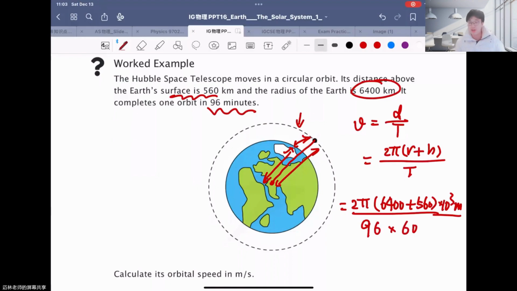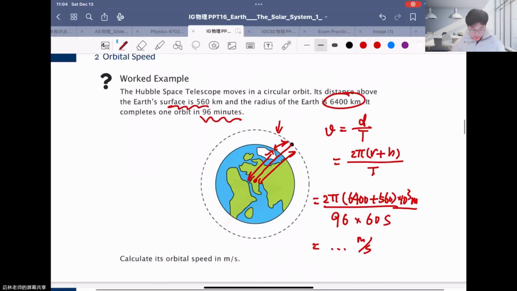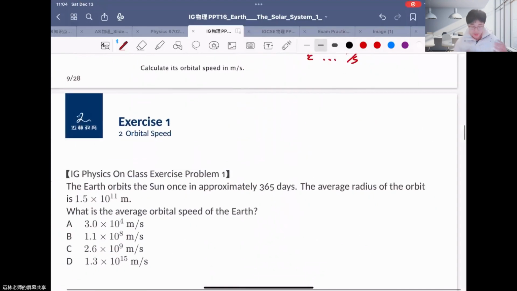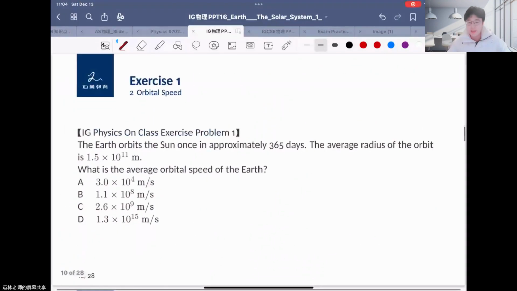Okay, so right here you can use the formula to calculate it, and finally you can find a value in meters per second. This is the orbital speed. Okay, so here is an exercise for you from past papers. Try to solve the problem first.